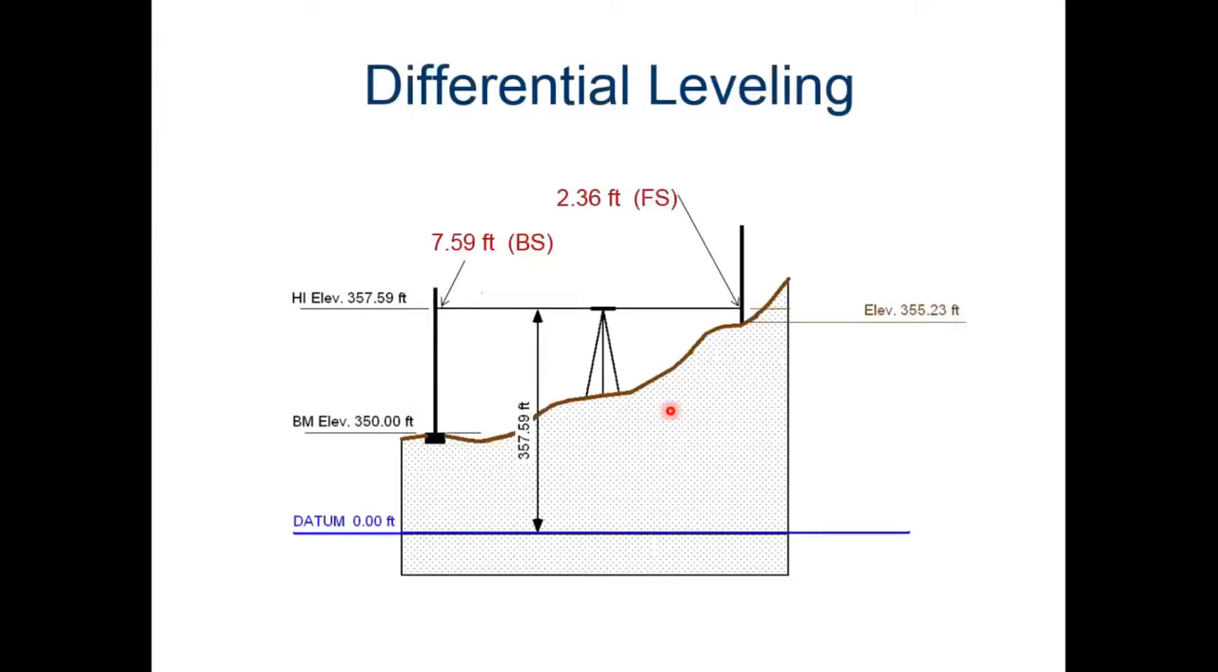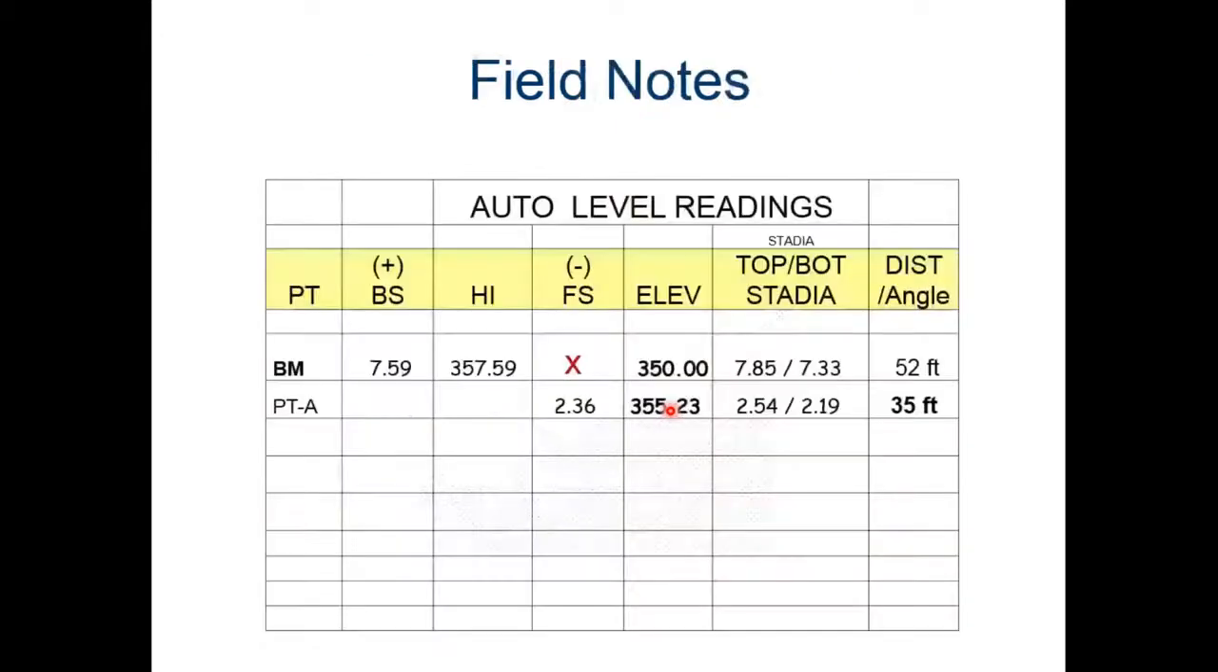So let's see. Looks like they're going to do another one, point B. We read our rod, 4.17. Again, subtraction right here. Subtract these two, 353.42. Read our top and bottom stadia, and it happened to be 47 feet away. And point C is the same.